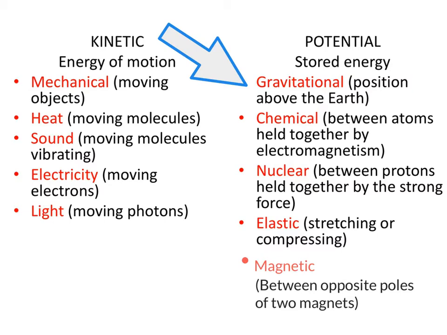Chemical energy is energy that is stored between atoms. It's held there by the electromagnetic force. It's very similar to gravitational energy, right? Gravity has this force field that wants to pull things down towards the earth. Well, electromagnetism has this force field that holds atoms together. And if you break that force field, just like if you release something and it heads towards the ground, you're going to get energy out from that chemical.